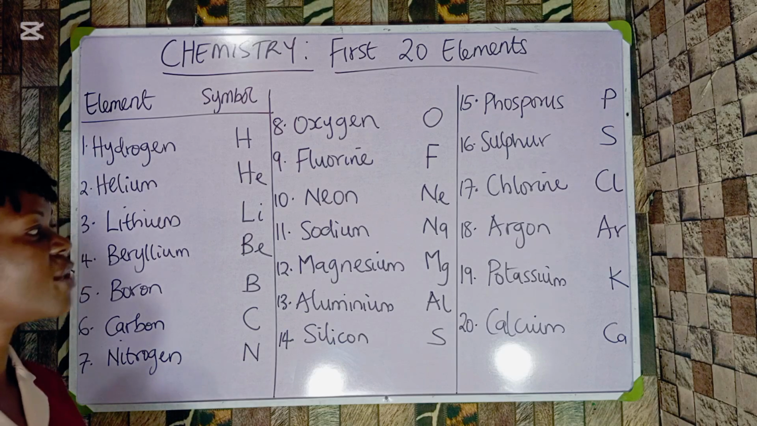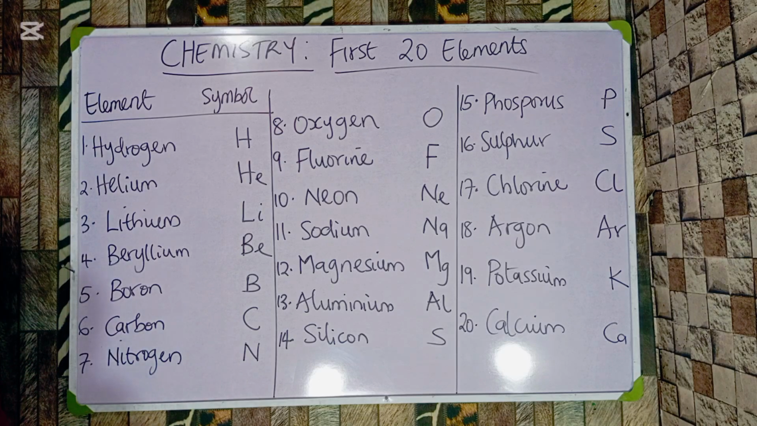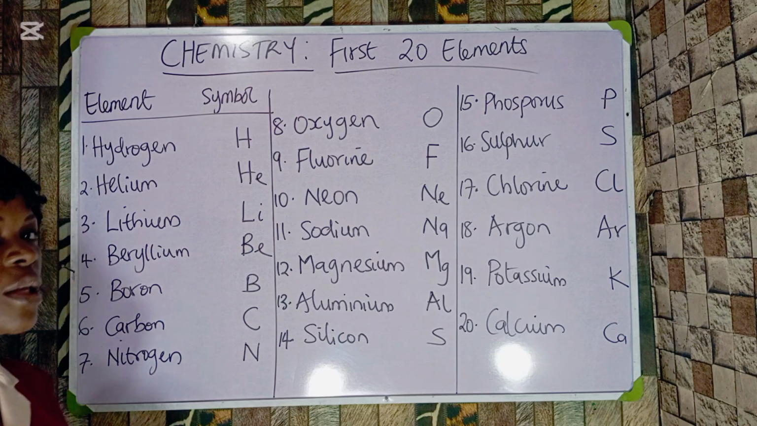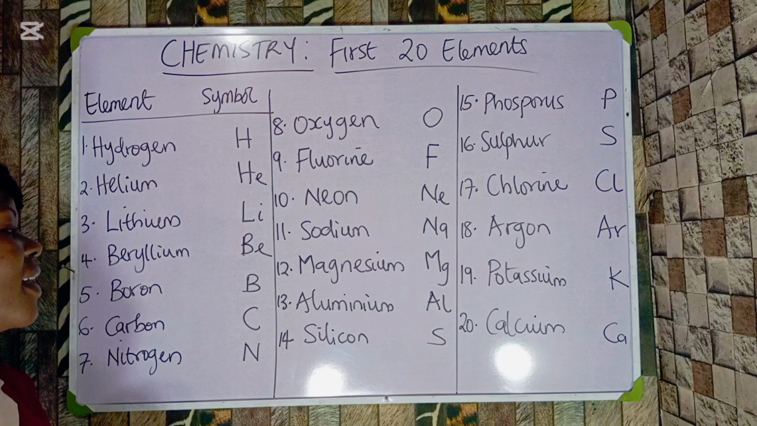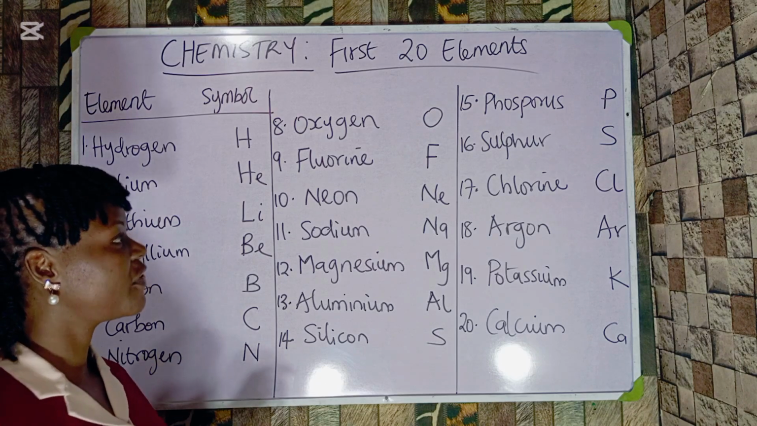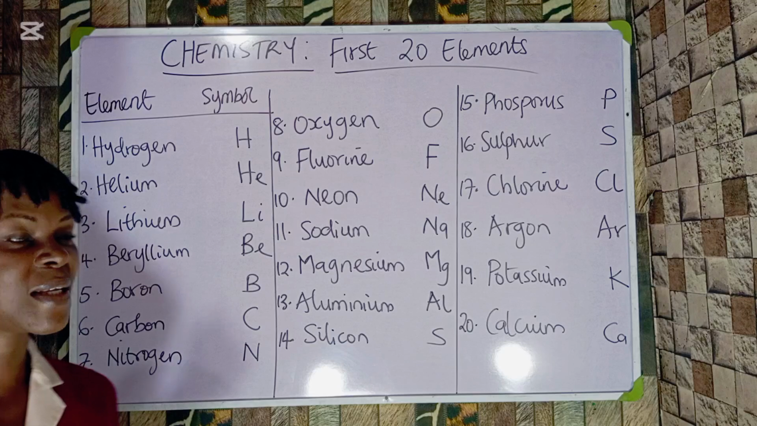Number 11 is sodium, the symbol is Na. Number 12 is magnesium, the symbol is Mg. Number 13 is aluminium, the symbol is Al. Number 14 is silicon, the symbol is Si. Number 15 is phosphorus, the symbol is P.